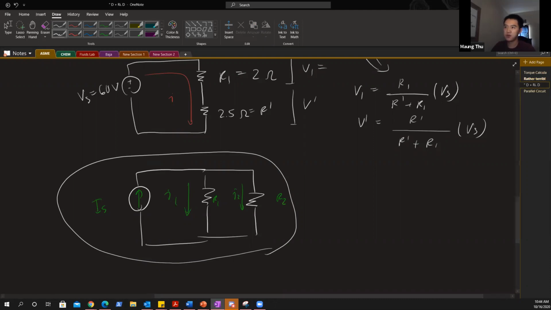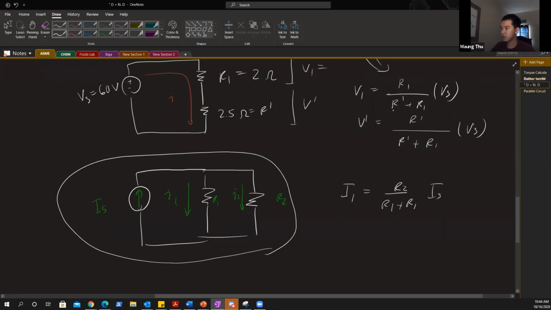So this is what I mean. You can use current divider and voltage divider law really well. If you know how to use it well, then you have the ability to solve any type of circuit very fast. Anyway, to figure out the current at I1, it is going to be R2 over R1 plus R2, times the current source.